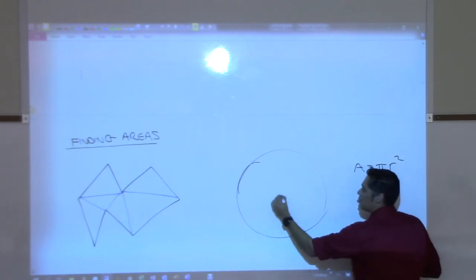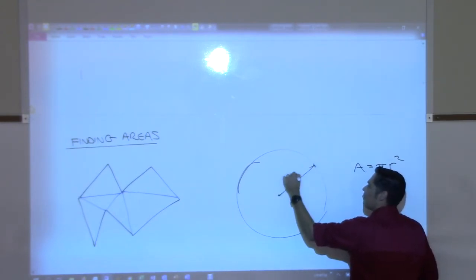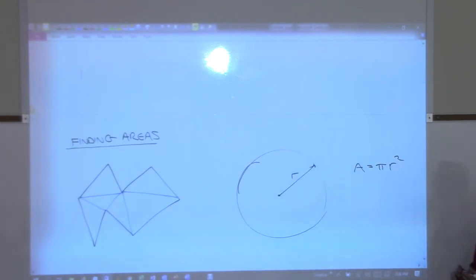If you know the radius, which is the distance from here to here, the center to the edge, then pi r squared. We all accept that. We're all happy with that. But where did it come from? Right? So we will prove that. We will prove that formula in this class. We won't get to it today, but we will prove that that's true.